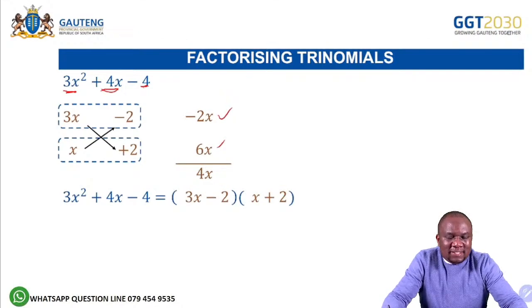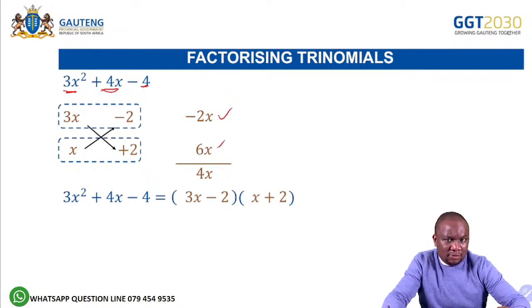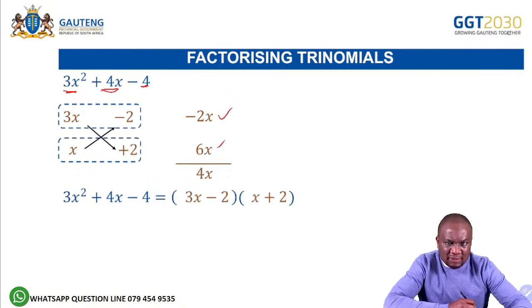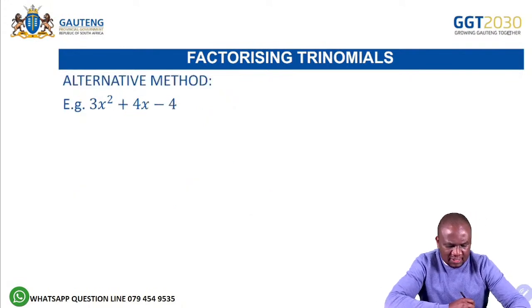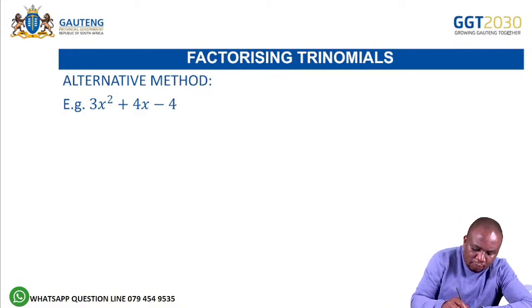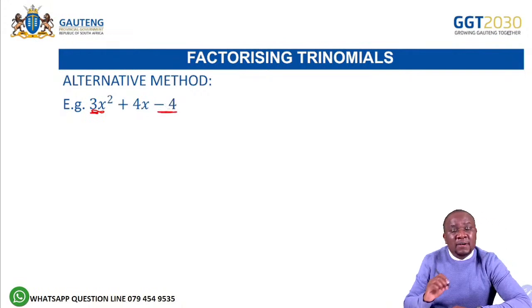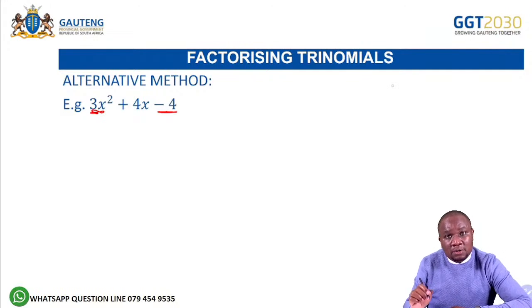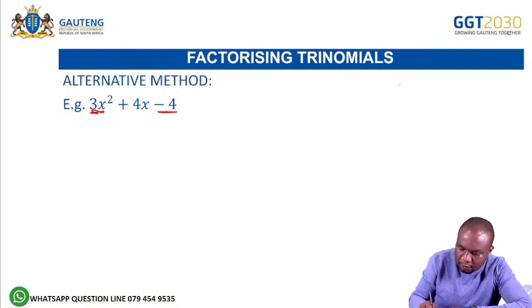Right, welcome back, grade tens. I want us to do the second method, an alternative method. We're going to use the same example. So the other method you can do is, you multiply your first term with your last term. Remember, after you have arranged or written your expression in standard form, ax squared plus bx plus c.